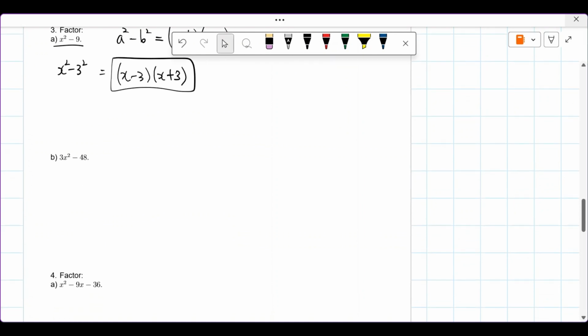Part B, 3x squared minus 48. Well, I think before we do anything, we need to find the greatest common factor of 3x squared and 48. In my opinion, the greatest common factor of 3x squared and 48 is going to be 3. So let's factor out 3.